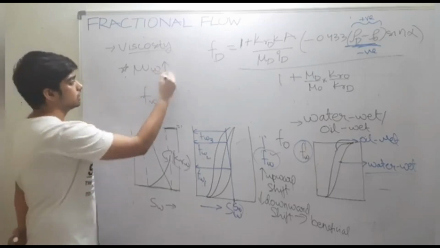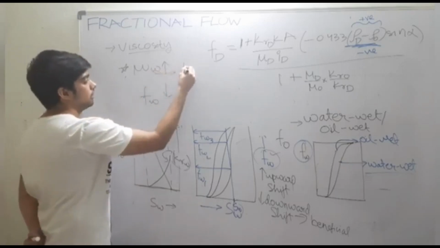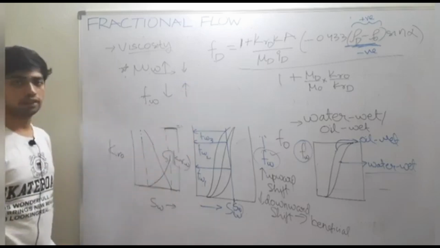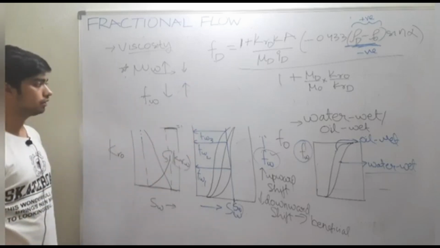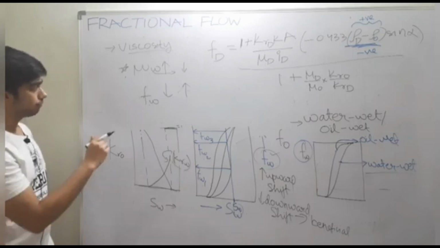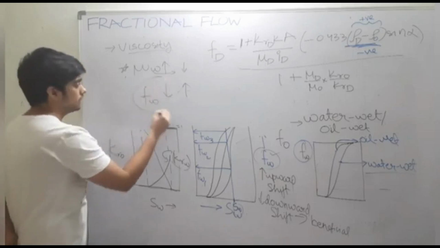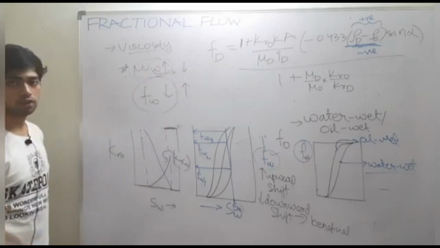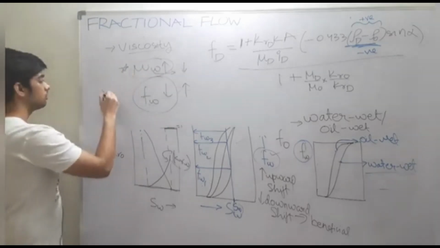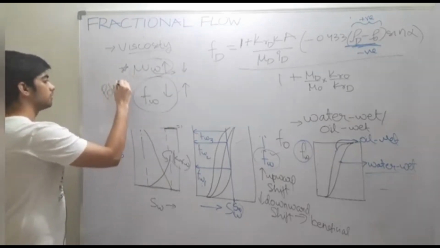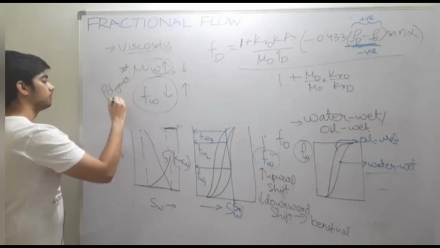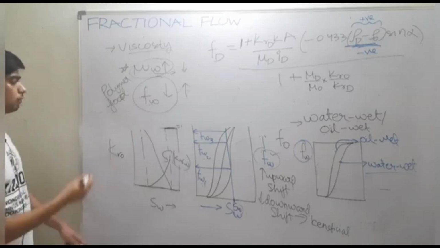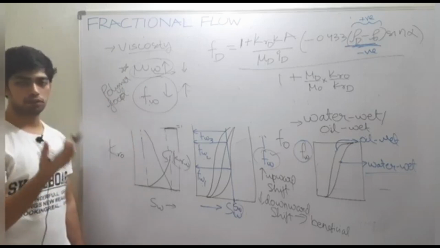If the viscosity of water is less, then water can easily flow, it can easily surpass oil, but this is not the case which we desire. We desire higher viscosity of water, and therefore we perform polymer flooding. So polymer flooding is one type of chemical flooding.